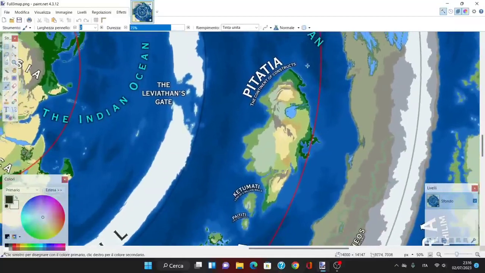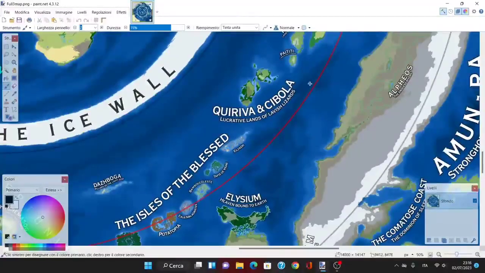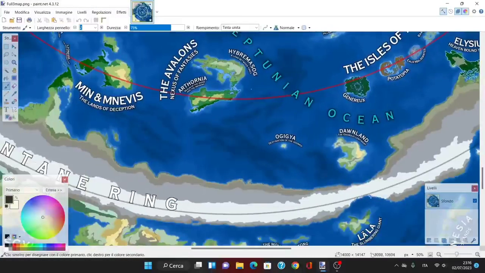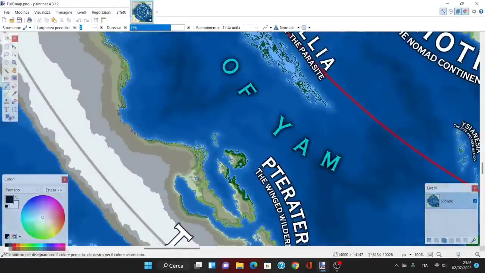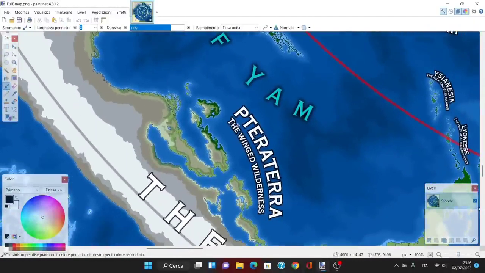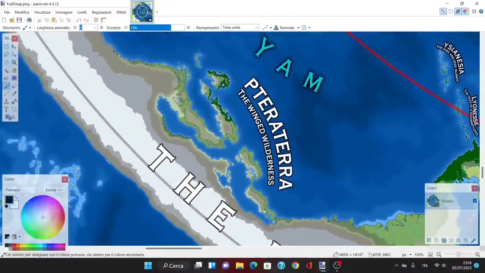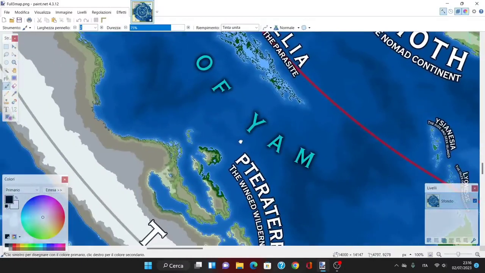So we even have names and epithets for these continents, like Pitacia, the continent of constructs, Ketumati, land of a million walls, Quiriv and Cibola, lucrative lands of lavish lizards, all things we mentioned again in the last episodes. But then we have things we didn't talk about because we just kind of skipped them in the original saga. So we have things like Ptera Terra, the winged wilderness. So if I remember correctly, Ptera Terra was the land of a diverse species of birds that differed from the mainland and developed completely different from the rest of the world.